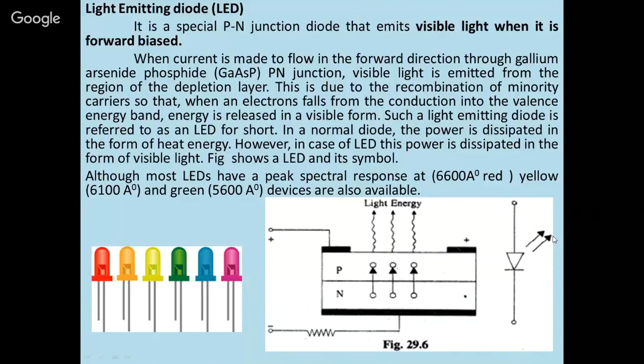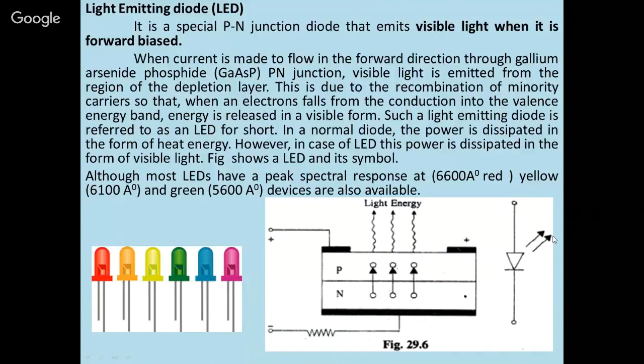When current is made to flow in the forward direction through the PN junction, made of the materials used to construct LEDs, that is gallium arsenide phosphide, GaAsP, visible light is emitted from the region of the depletion region. This is due to the recombination of minority carriers, so that when an electron falls from the conduction band into the valence band, energy is released in visible form. Such a light emitting diode is referred to as an LED for short.